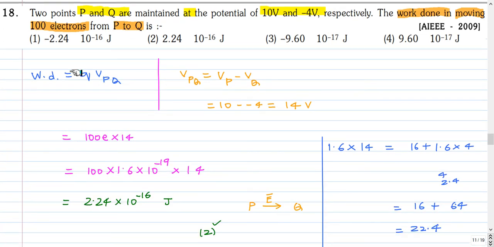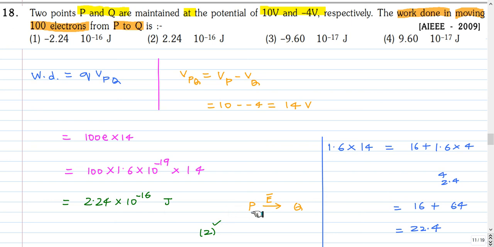So the work done in moving a charge q across a potential difference is the value of the charge into the potential difference. Potential difference between the points P and Q is Vp minus Vq, that is 10 minus minus 4, so it's 14 volts. So the work done moving 100 electrons is 100 into the charge of the electron, 1.6 into 10 to the minus 19 coulombs, into 14 volts. So that is 2.24 into 10 to the minus 16 joules.